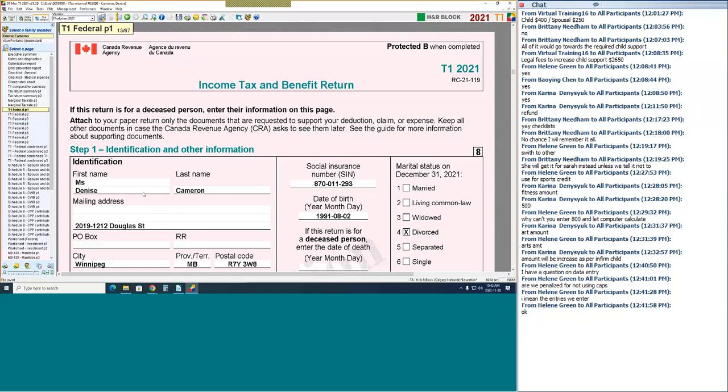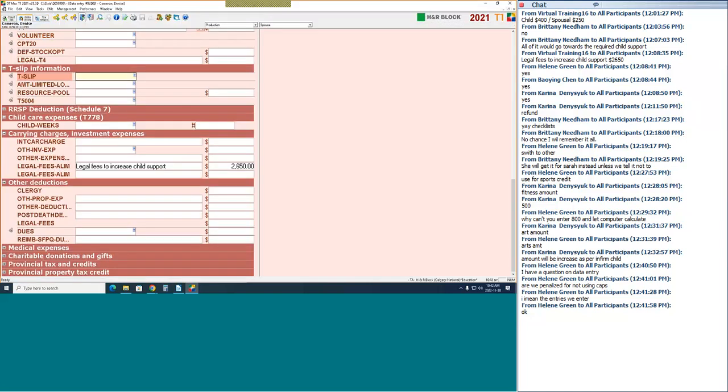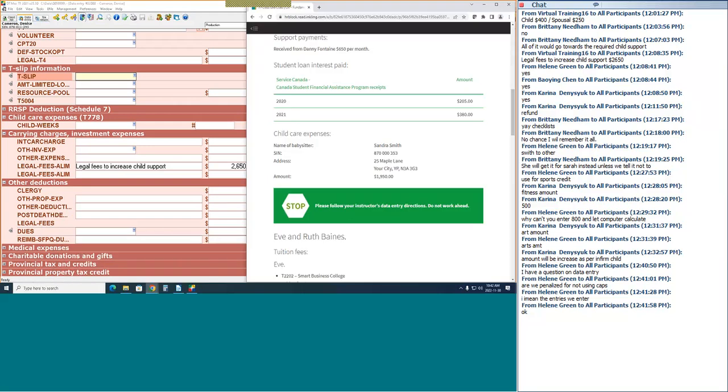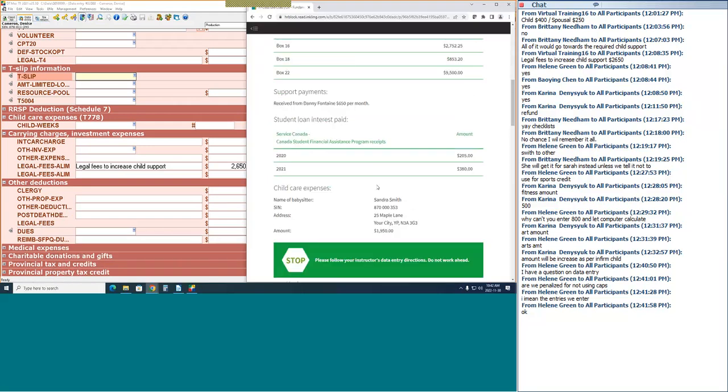All right, so I want to do one more thing for Denise. We're going to go into a different section of data entry now, and let me see if I have this in my book as well. I'm going to tell you that Denise had some student loan interest.